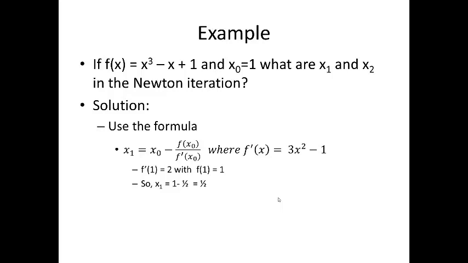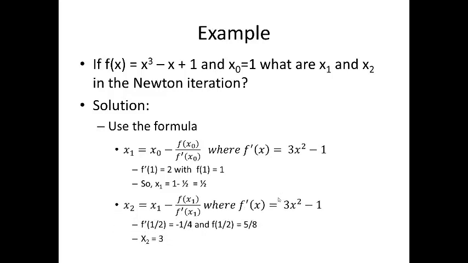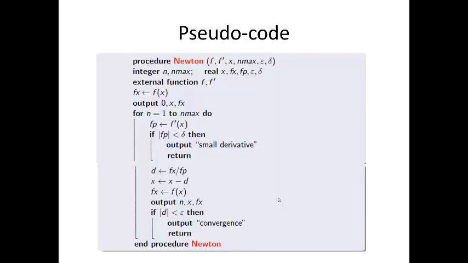And now we simply repeat for x2: we evaluate at x1, f of x1 and f prime of x1, and our result is that x2 is equal to 3. So now that we've seen how it works, let's put it together in some pseudocode. And here's the pseudocode for Newton's method from the text.